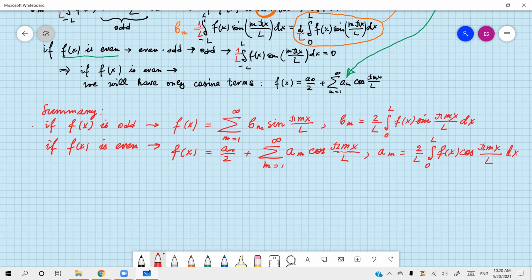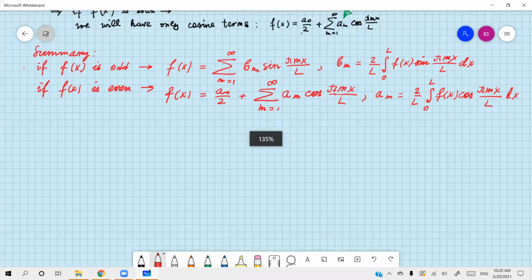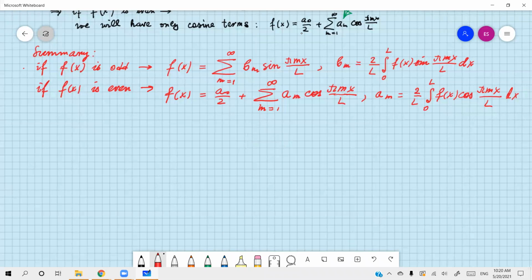The formula for a0 is not going to change, so I'm not going to write down a different formula. Just for an even function, you calculate it over half of the period and then multiply by 2. Otherwise, nothing else changes. Okay, I'm going to consider a very simple example of an odd function.